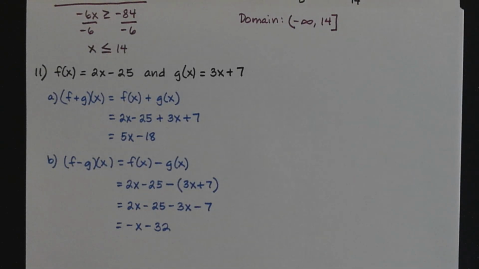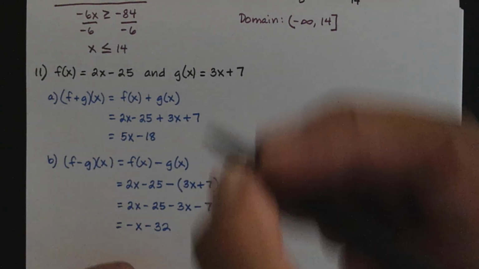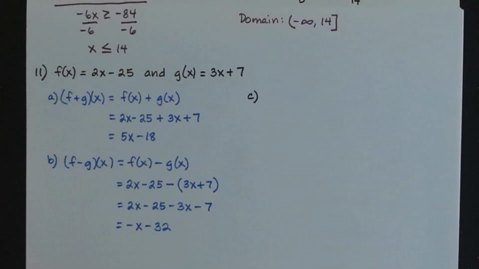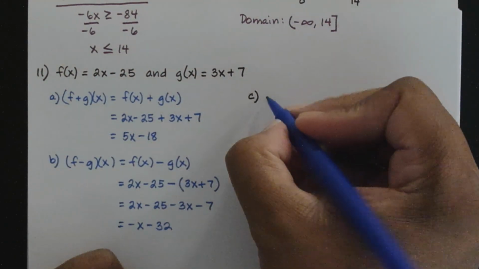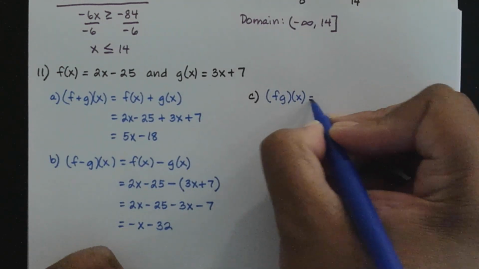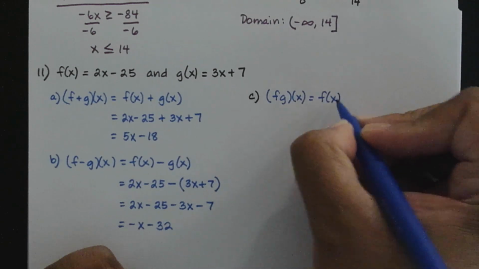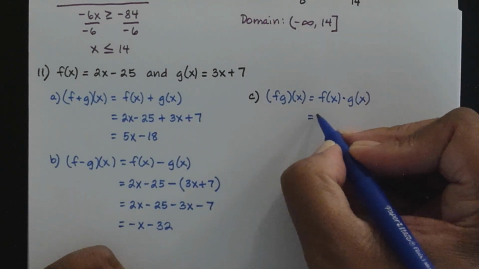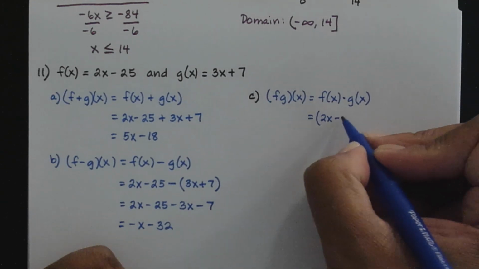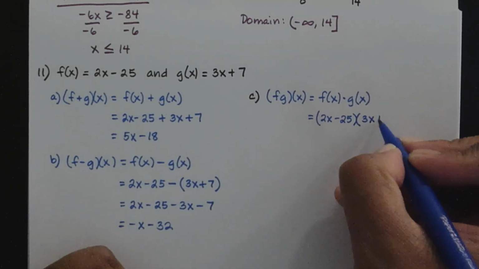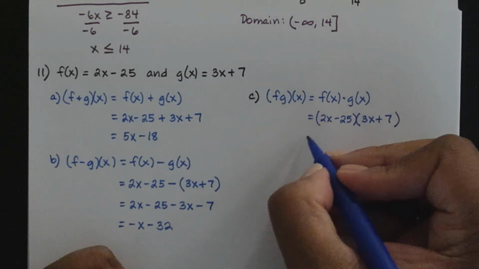Okay, so that's part B. Part C is, of course, fg of x, the product of the two functions, which means f of x times g of x. And, of course, f of x is 2x minus 25, and g of x is 3x plus 7.